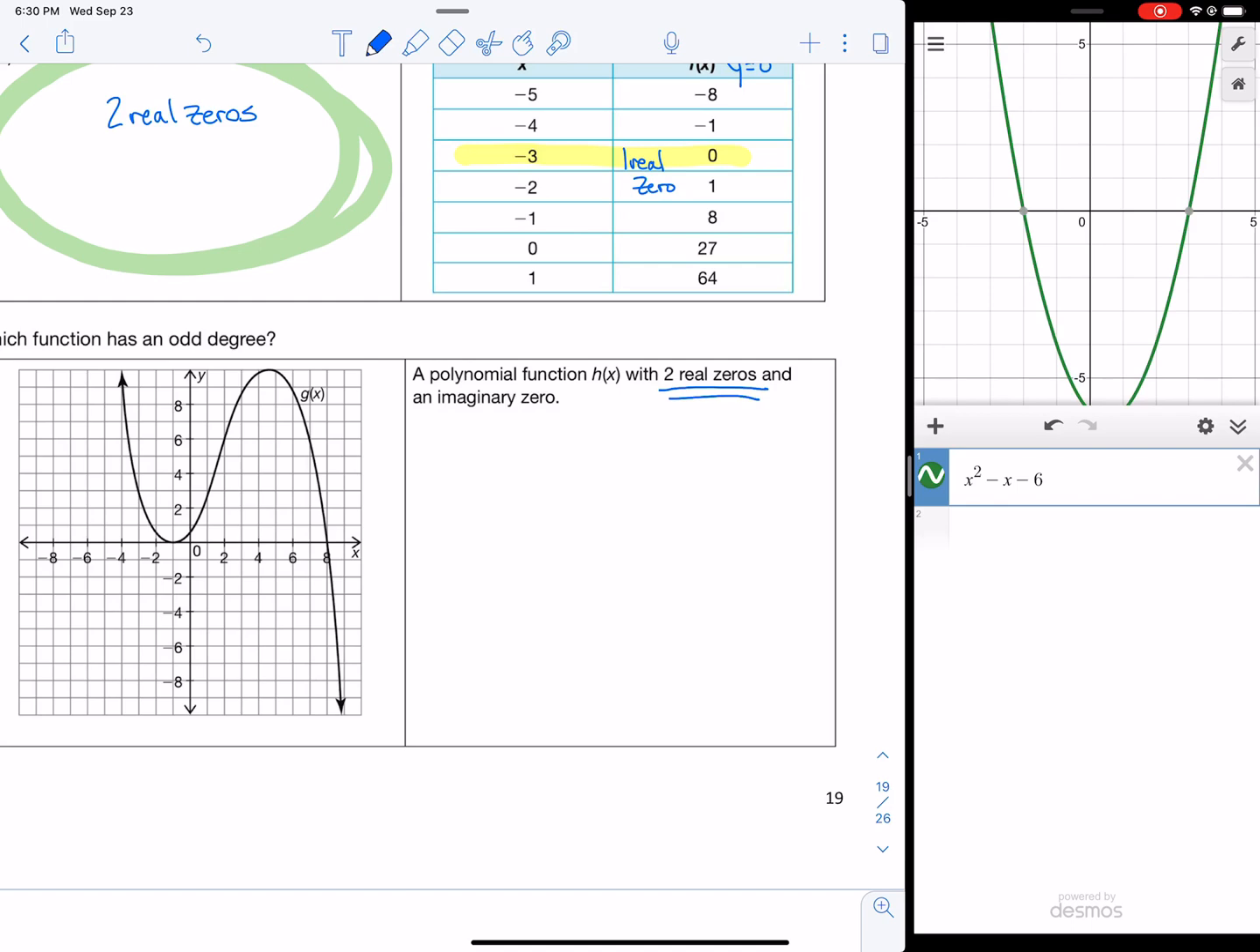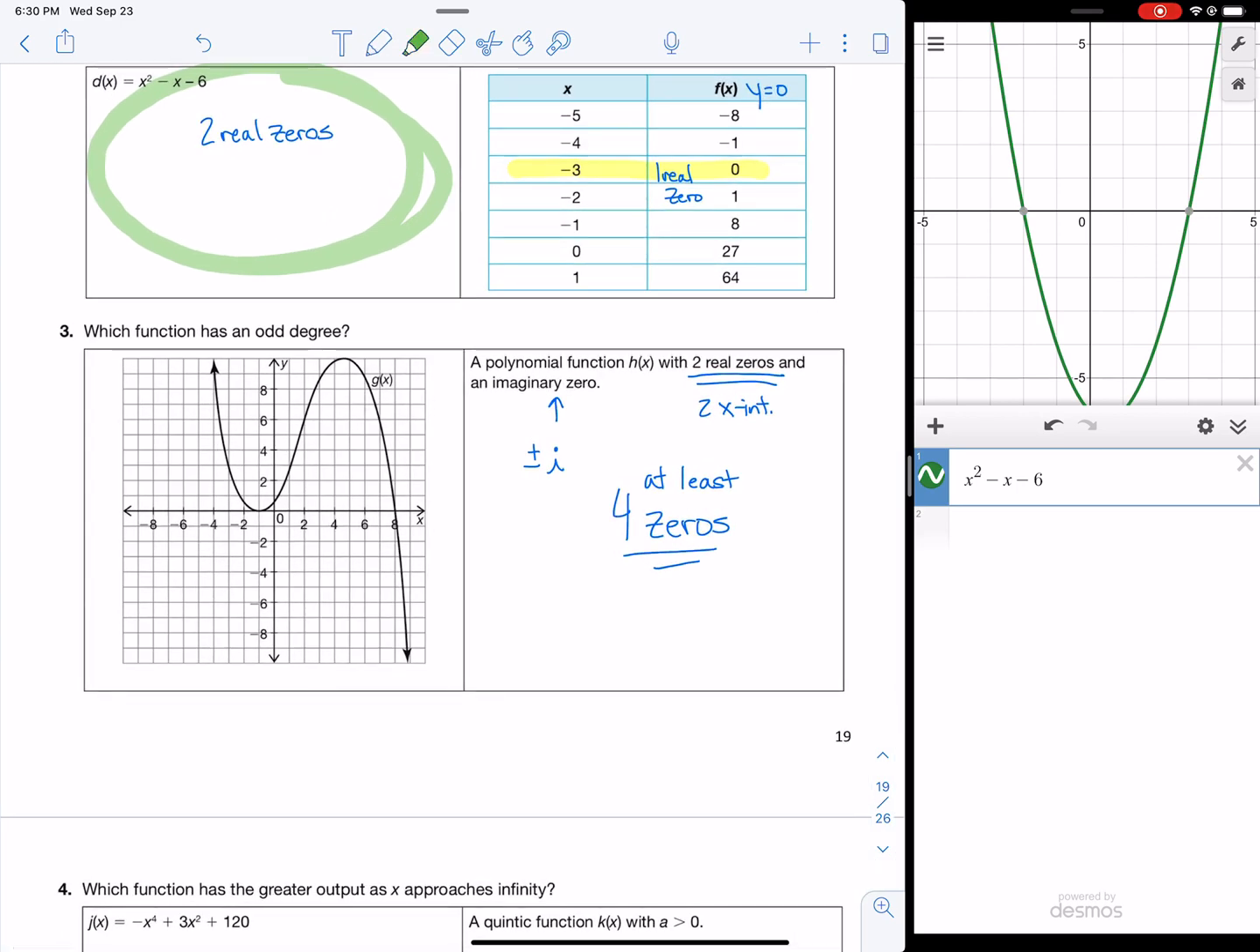2 real zeros means it has 2 x-intercepts of some sort. We don't know what they are, but they've told us there are 2 of them. And then it has an imaginary 0. The important thing to remember is imaginary zeros have i. And i will never occur by itself. It'll always be plus or minus something that includes the i. So we know that this problem has to have a minimum of at least 4 zeros because there's 2 real, and imaginary zeros are never by themselves. They're always traveling in pairs. So we would need to go with option 1. So it's odd. It looks like a cubic function, and it has 2 terms. So this one is odd.